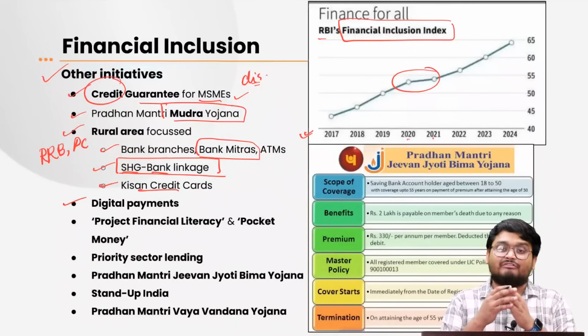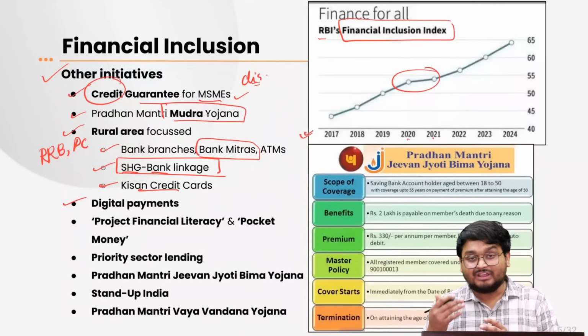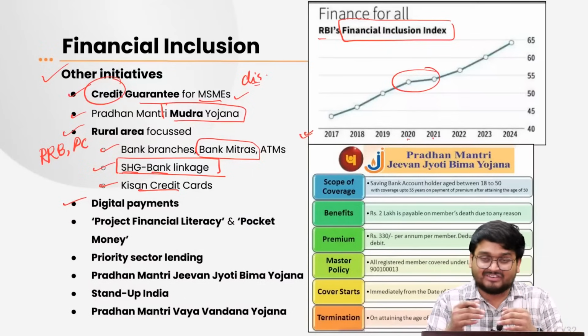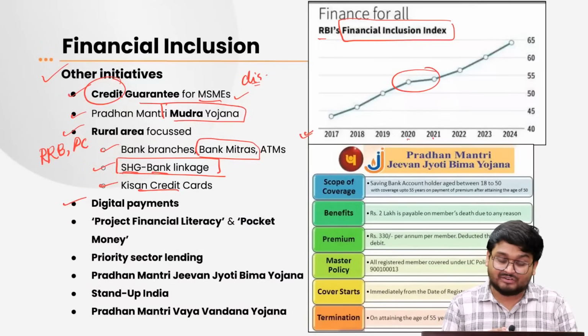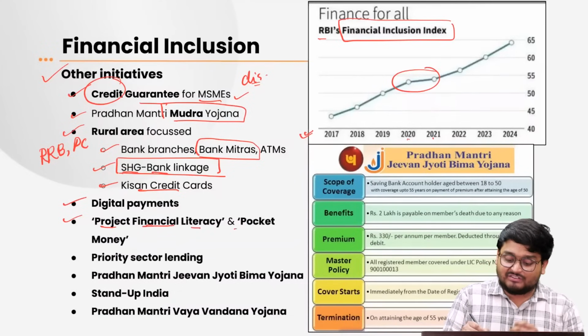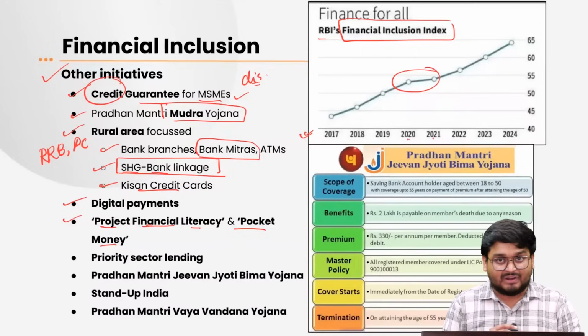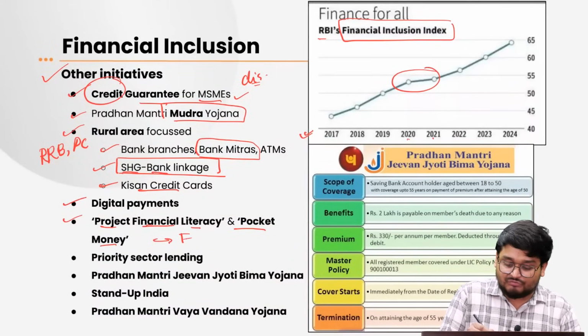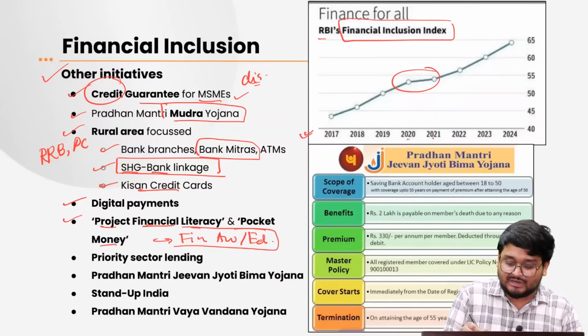We have UPI, we have a good number of fintech companies operating, and a good amount of incentives for digital transactions in the country. Then we have RBI's Project Financial Literacy and SEBI's pocket money, which are linked to increasing financial awareness or financial education in the nation.